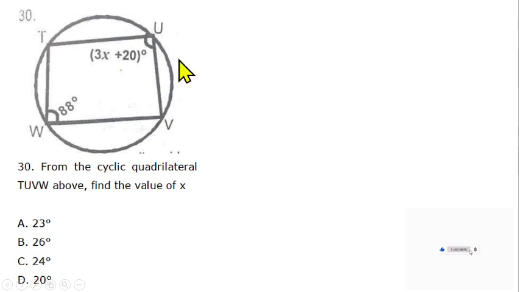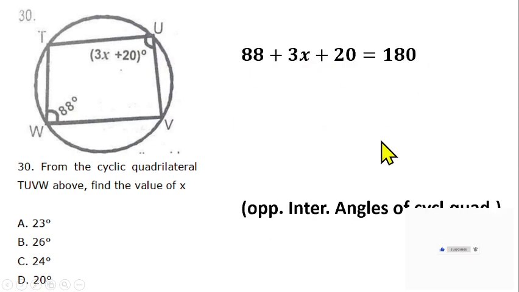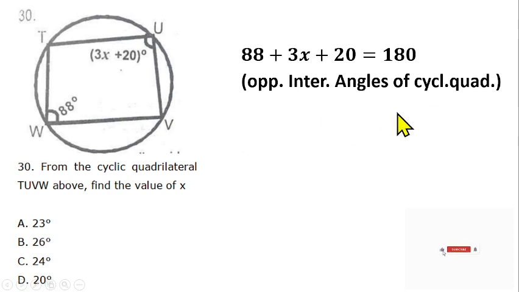Because this is a cyclic quadrilateral, we know that the opposite angles of a cyclic quadrilateral are supplementary. So this plus this should give us 180 degrees. So 88 plus 3X plus 12 gives us 180 degrees. Opposite interior angles of a cyclic quadrilateral are supplementary.